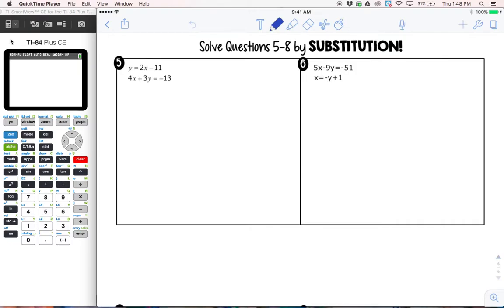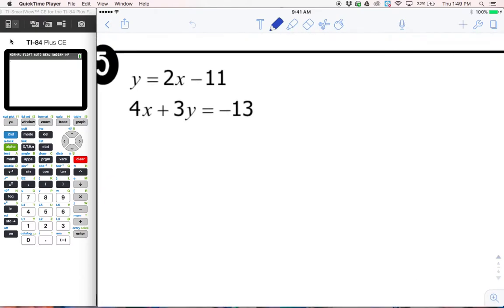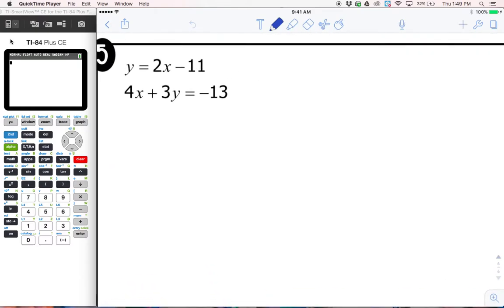This is lesson 5.3. We are solving systems of linear equations using something called substitution. All right, so we learned how to solve them previously by graphing them. Today we're going to learn how to solve systems using this method called substitution. So let's take a look here at problem number 5, which is the first problem we're going to do today.